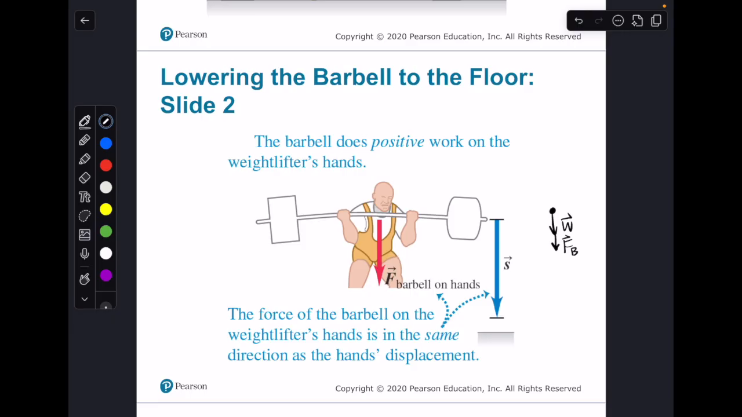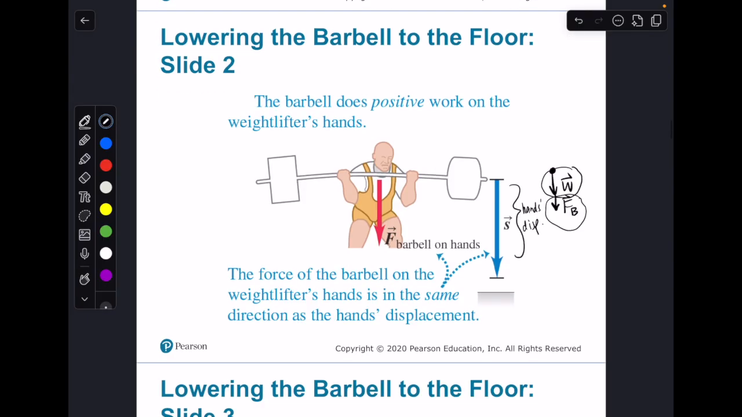And we can discuss two different things here, right? We can discuss the work done by the barbell on the hands by examining this, or we can talk about the work done by gravity as he lowers his hands. The work done by gravity on the weightlifter's hands is also going to be positive because that vector points down in the same direction as the hands' displacement. Here we're tracking the hands. This is the hands' displacement.